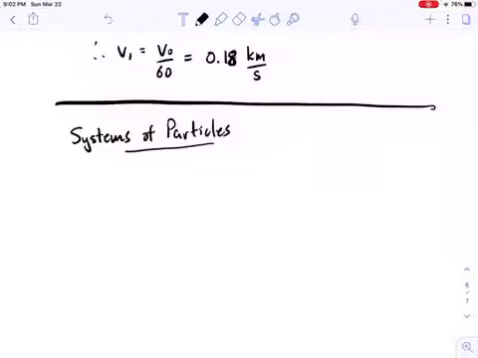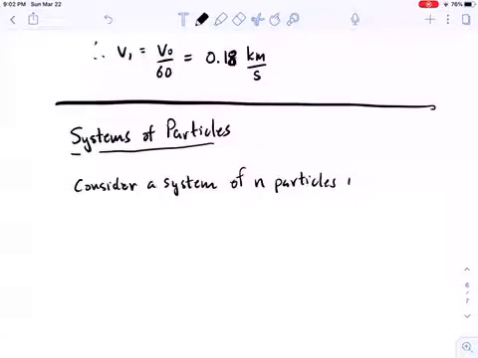All right, so let's start just by considering a system of particles. So it's just a collection of point particles. So consider a system of n particles with masses m1, m2, and so on up to mn.